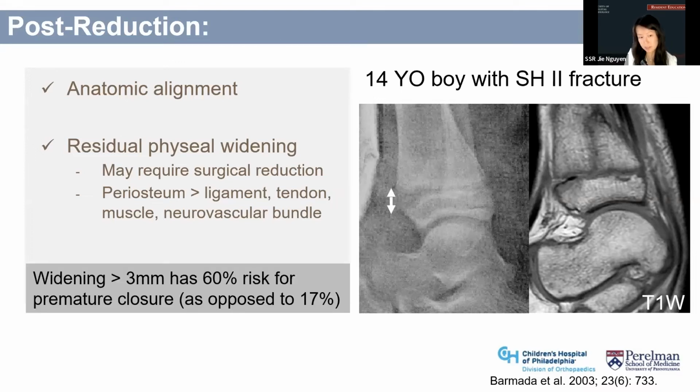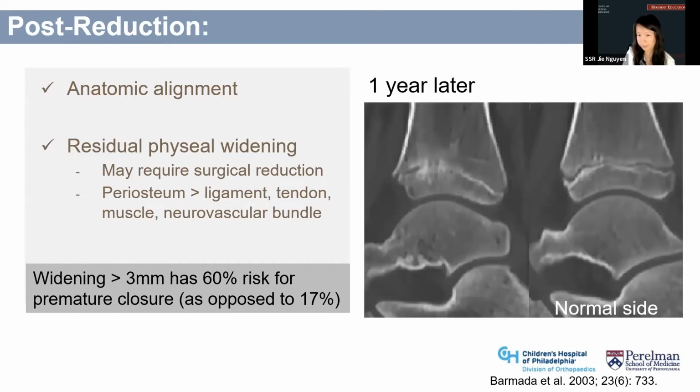So there's a really nice paper that compared the widening and had a cutoff of 3 millimeter. A widening of more than 3 millimeter has 60% risk of premature closure, as opposed to less than 3 millimeter, which is 17%. So some, no matter what you do, will go on and have transphyseal bar.